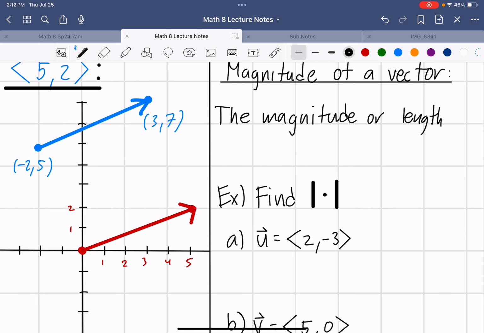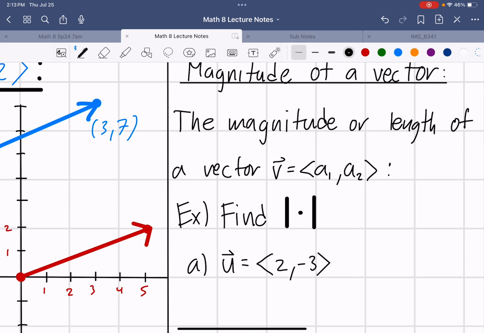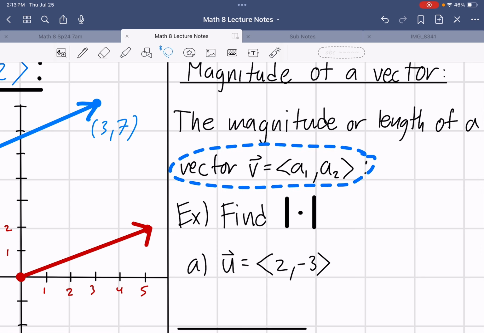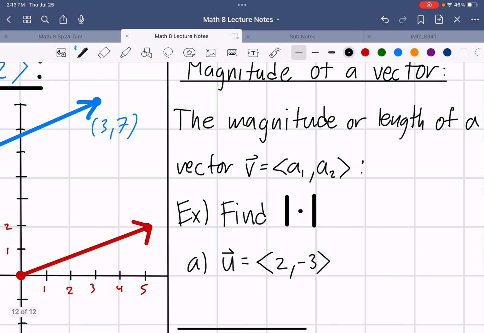So the magnitude or length of a vector, let's say vector v, so it has a sub 1, a sub 2, so that x and y component, or some people say a or b, right, will give us, let me fix this a little bit so I can fit everything better. And this is the notation.